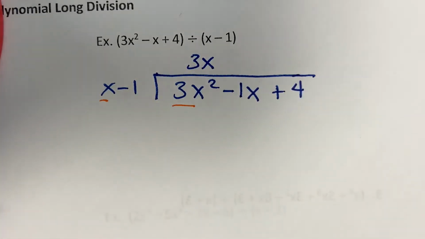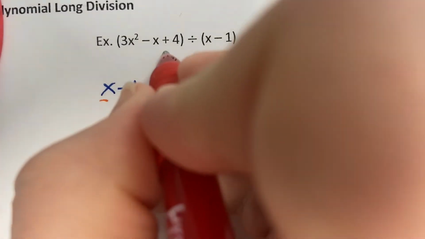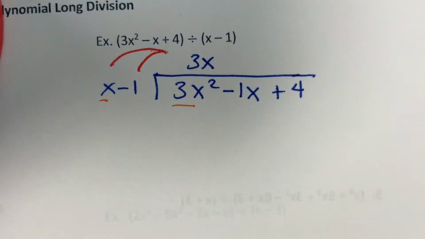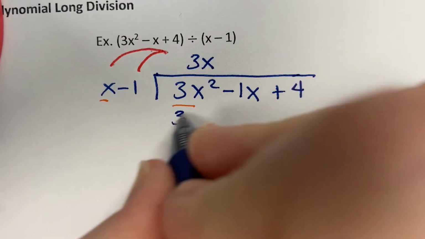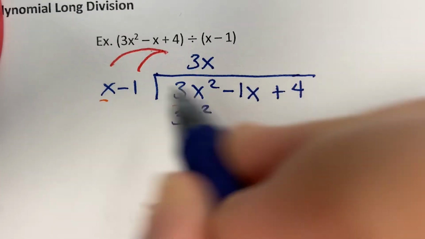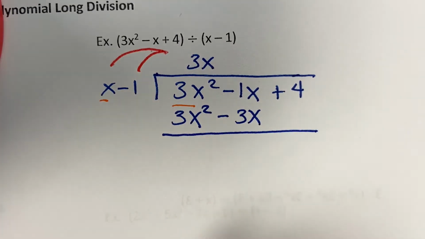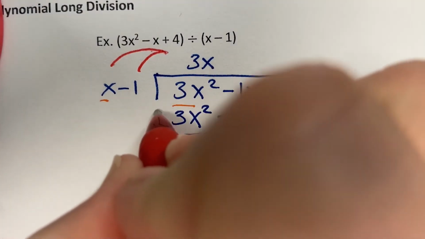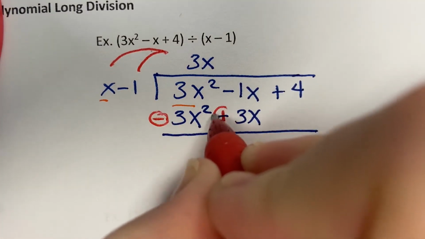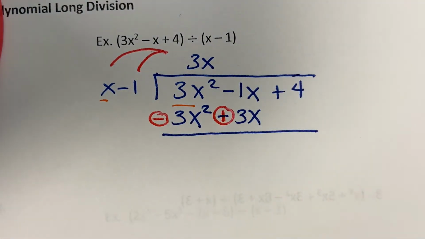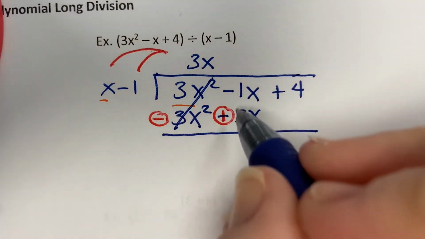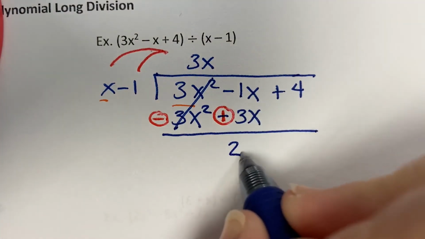3x. So now I have to distribute that 3x, right? So 3x times x is 3x squared. 3x times negative 1 is negative 3x. But because we're subtracting, that's like distributing a negative. So this changes signs, and this changes signs. All right? Now, this cancels, and we combine to get positive 2x.